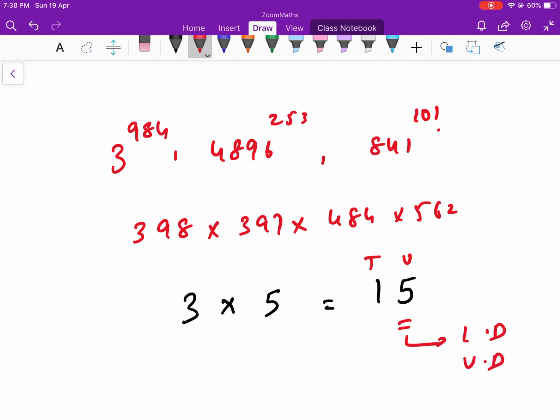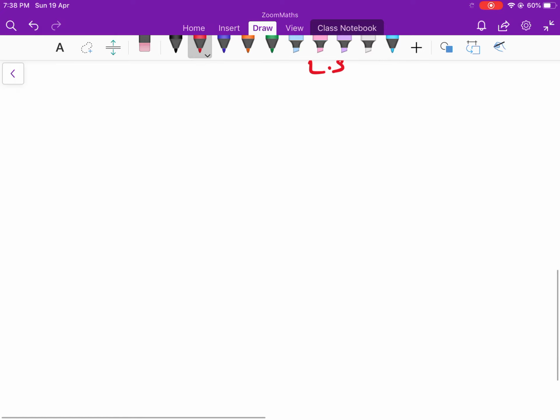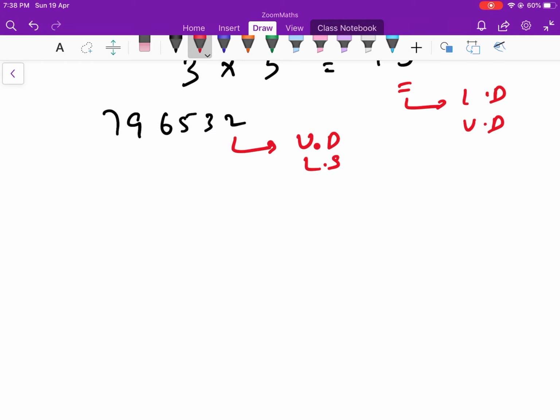If I have to give a bigger number to you, like say 796,532, so the number 2 is your units digit or the last digit. In most of the aptitude examinations you will be asked to find out the last digit of numbers. So you should know that the last digit is the units digit or the rightmost digit.